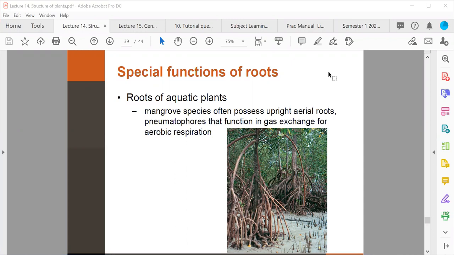Right, so just moving on now, very briefly, to some special functions of roots, looking at some mangrove species here. They often possess these upright aerial roots, which we can see here, called pneumatophores, that function primarily in gas exchange. And that's in addition to these very large prop roots that you can see there.